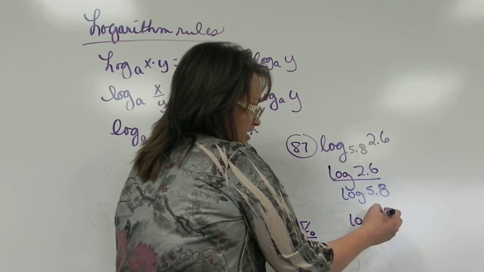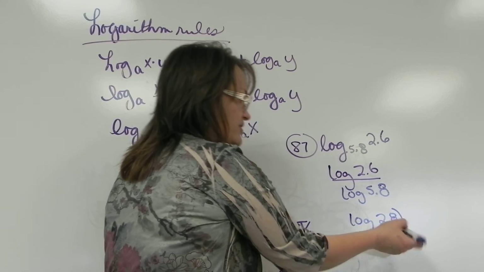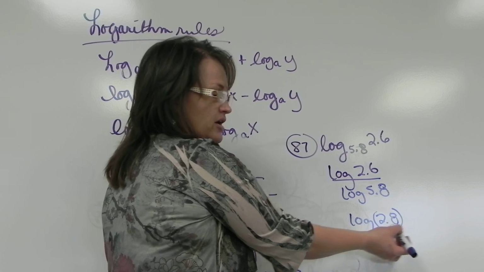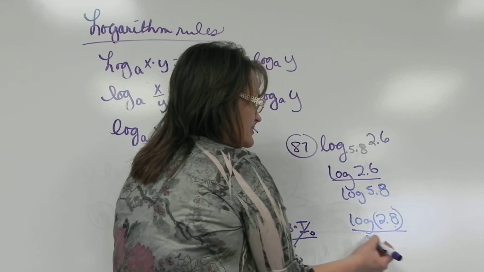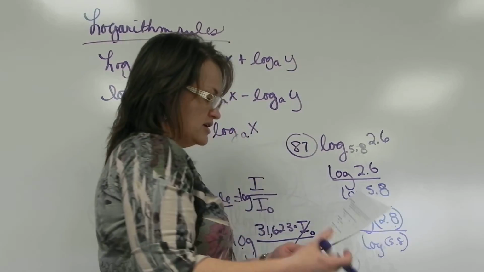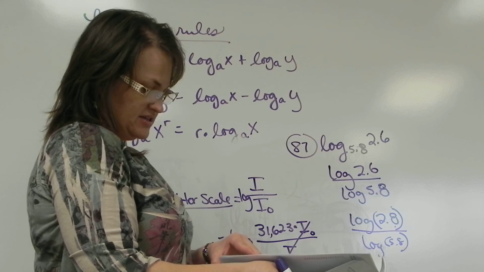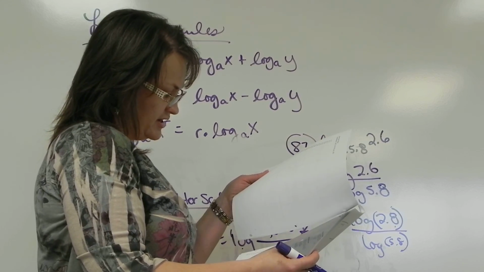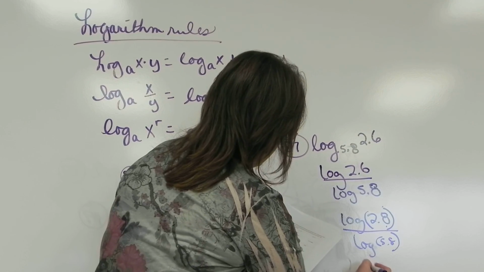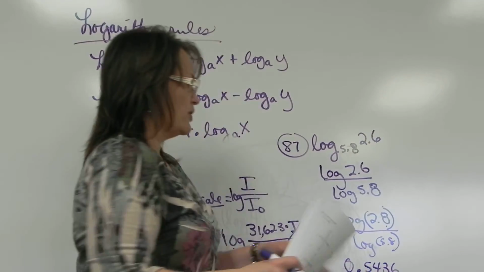Things I've seen done on this that cause a mistake on your answer is not closing the parenthesis. Your calculator brings up a parenthesis automatically when you hit log. You have to close it and then say divided by log 5.8. Close that. So to check your answer, number 87 this is, you should get answer B, which is 0.5436. Put a 0 in front of that as well.